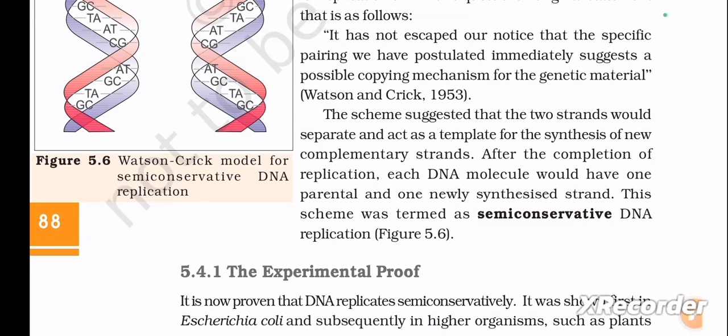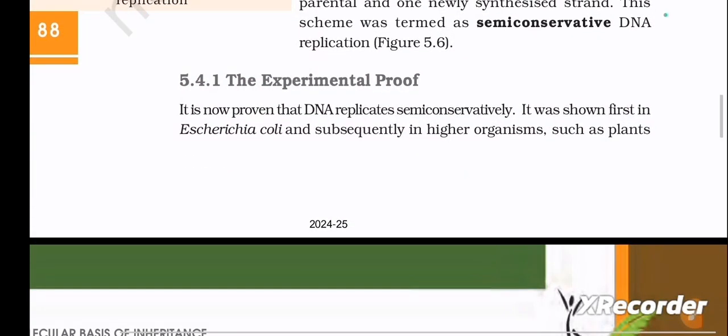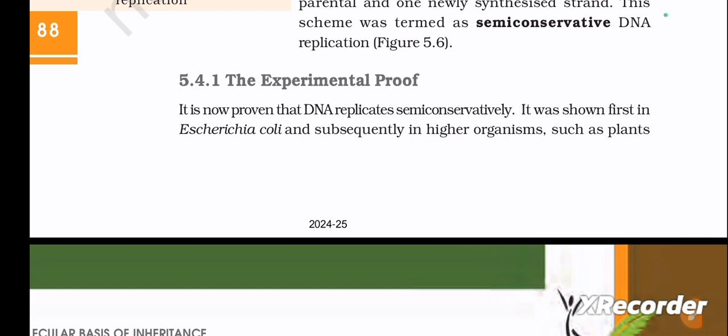The scheme suggested that the two strands would separate and act as a template for the synthesis of new complementary strands. After the completion of replication, each DNA molecule would have one parental and one newly synthesized strand. This scheme was termed semi-conservative DNA replication, figure 5.6. Next is 5.4.1, the experimental proof. It is now proven that DNA replicates semi-conservatively.